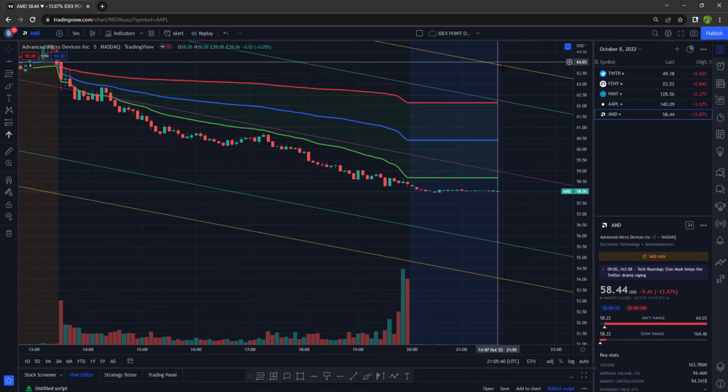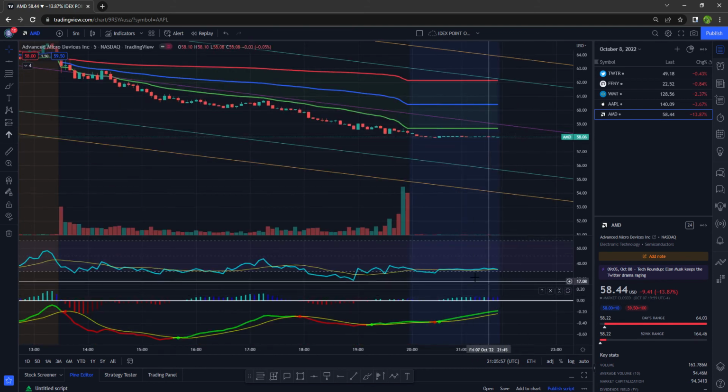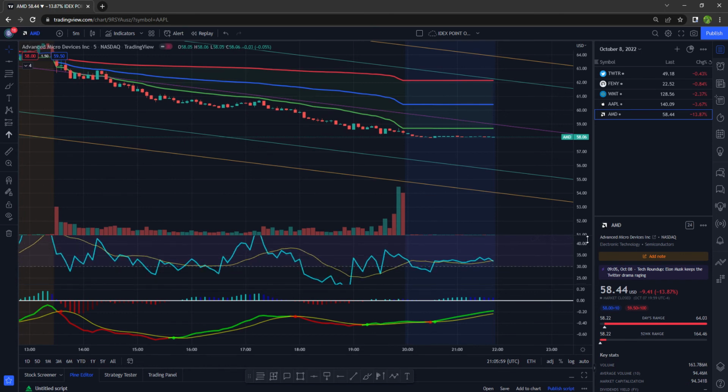62.12. At 3 standard deviations, 63.92. To the south side, 55.68 and 54.05. Let's take a look at the RSI, almost oversold.